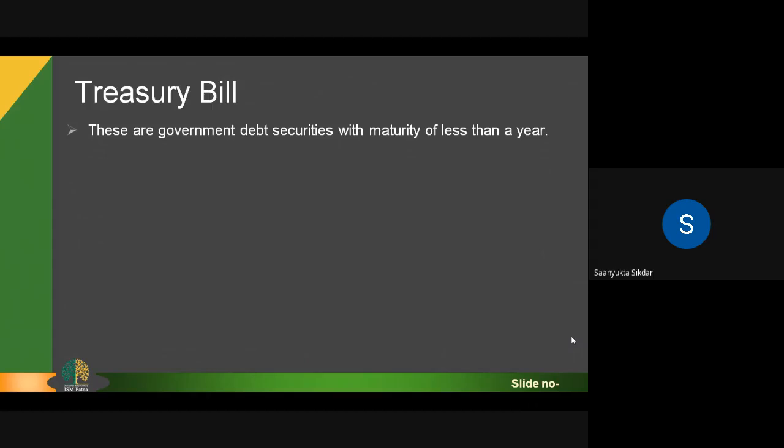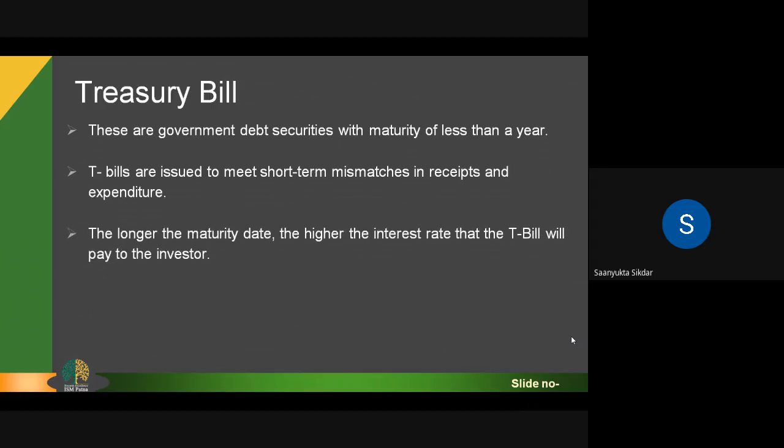The first one and the safest one that comes to mind is the treasury bill. Treasury bill, what are they? These are government debt securities with maturity of less than a year. T bills are issued to meet short term mismatches in receipts and expenditures. So it has a very short term maturity. Most safe, we can say. Risk is very less because they are issued by the government.